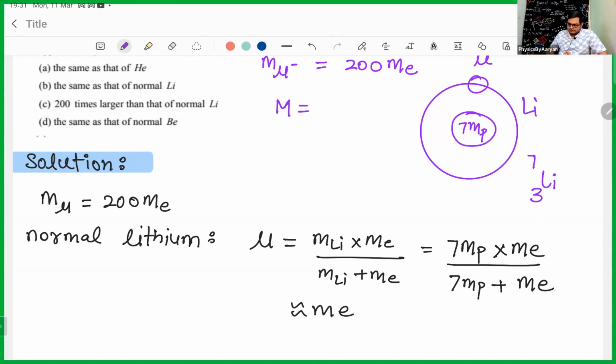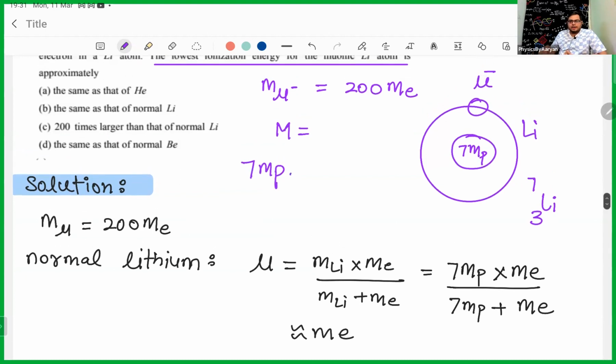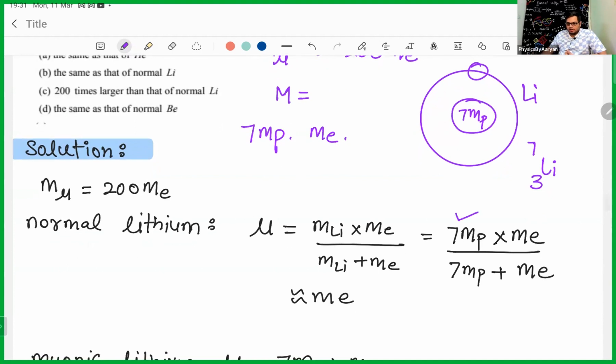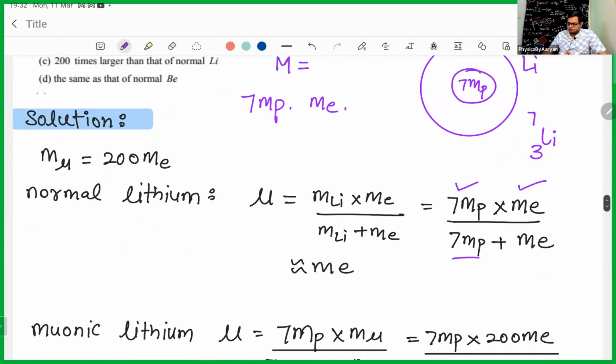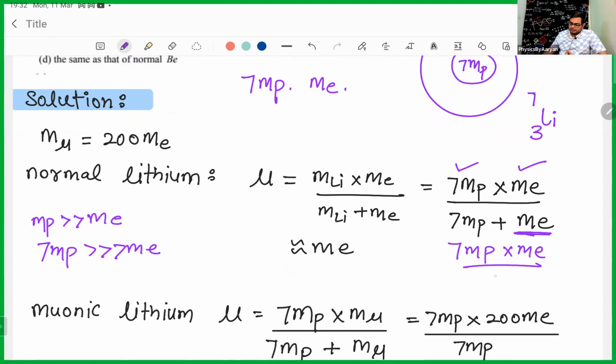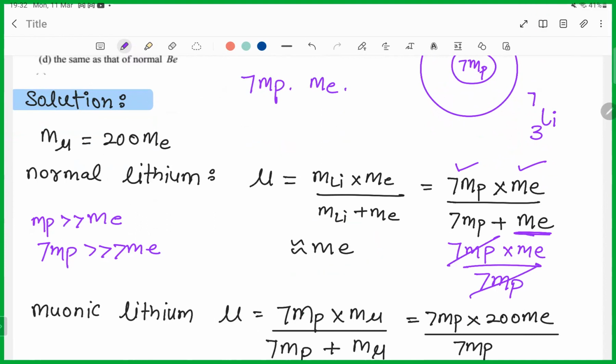So the nucleus mass is 7 times mass of proton. And in normal lithium, the electron is revolving, right? So you write: 7 times mass of proton into mass of electron, divided by 7 times mass of proton plus mass of electron. You already know that mass of proton is much greater than mass of electron, so 7 times mass of proton is much greater than mass of electron. You can neglect the electron mass in the denominator, so it is 7 mp into me divided by 7 mp. This and this cancel, so your reduced mass will be equal to the mass of electron itself.